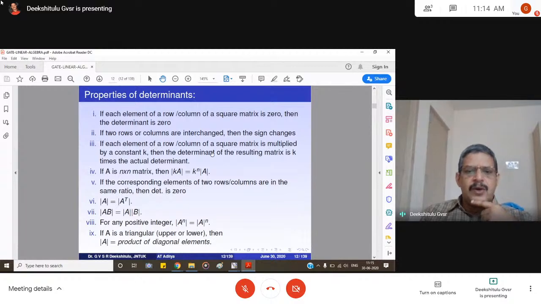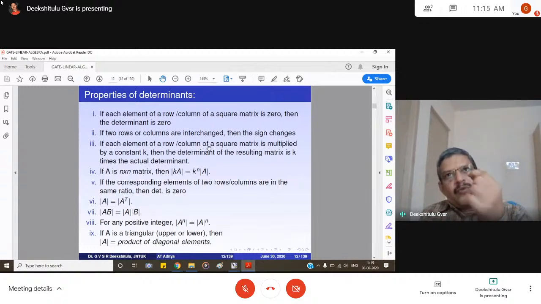If each element of a row or column of a square matrix is multiplied by a constant, then, each element of a row, not each row. Say for example, if you take the second row and multiply each element of the second row with a constant 2, then the determinant of the resulting matrix is k times the actual determinant. If you take matrix A and find the determinant of A, let us say D1. And in the matrix A, take the second row and multiply with 2. The resulting matrix, let us call B. Then the determinant of B is equal to twice the determinant of A.